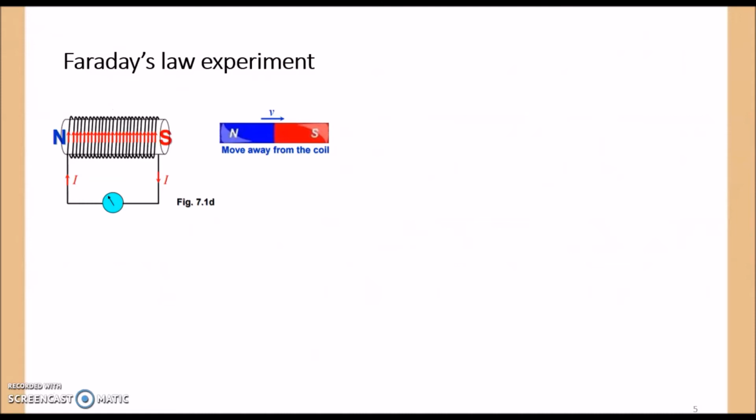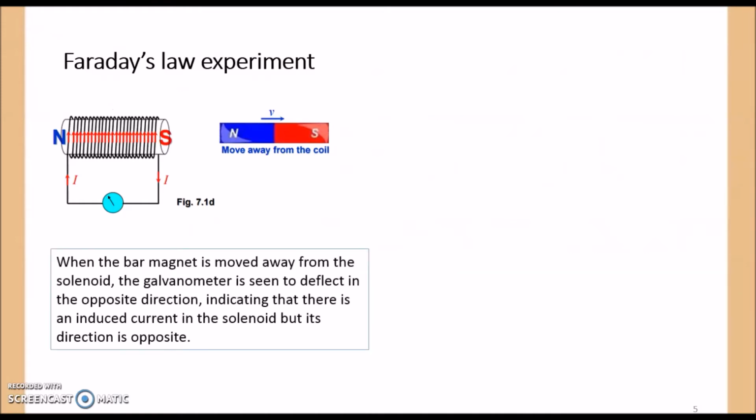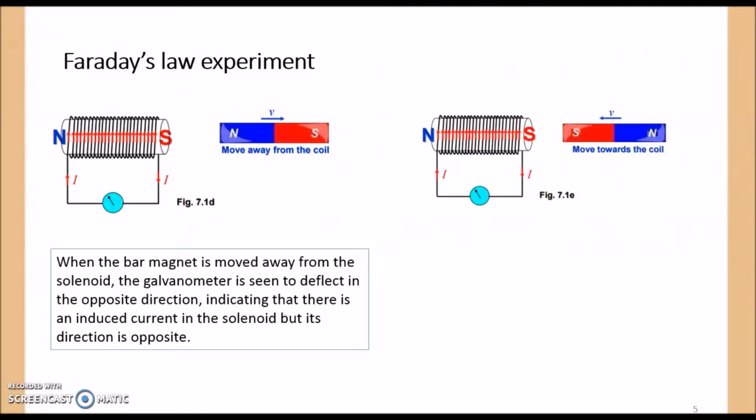Then we try to move away the bar magnet from the coil, ataupun daripada dalam magnet bar tu kat dalam solenoid, kita bawa dia keluar daripada solenoid. What will happen is the galvanometer will show deflection in the opposite direction compared to yang tadi kita masukkan, dia tunjukkan arah ke kanan, tapi kalau kita keluarkan dia tunjuk arah ke kiri. So the direction of induced current is also important. We are going to learn how to determine the direction of induced current later.